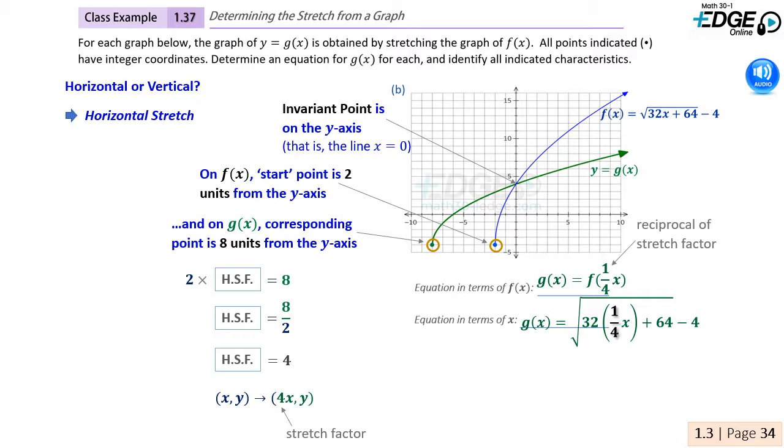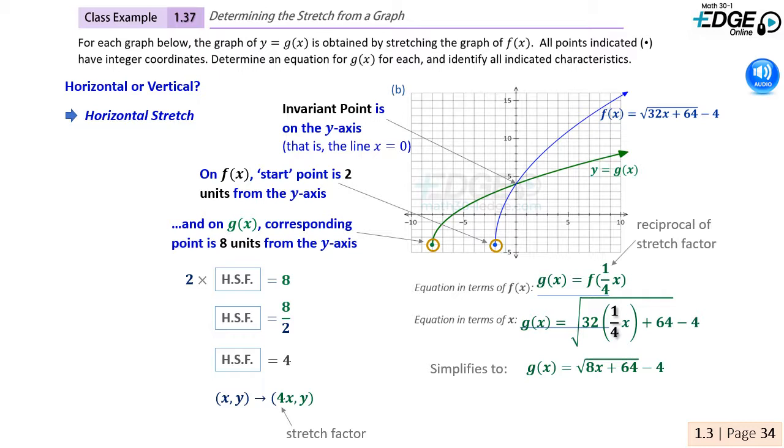Now, once we put this into the actual equation in terms of x, remember, we don't have a bracket affecting that 64. We are simply replacing x with 1/4 x. A replacement is always the opposite of the actual effect on the graph. So here, the effect was a stretch by 4, the replacement is by 1/4 x.